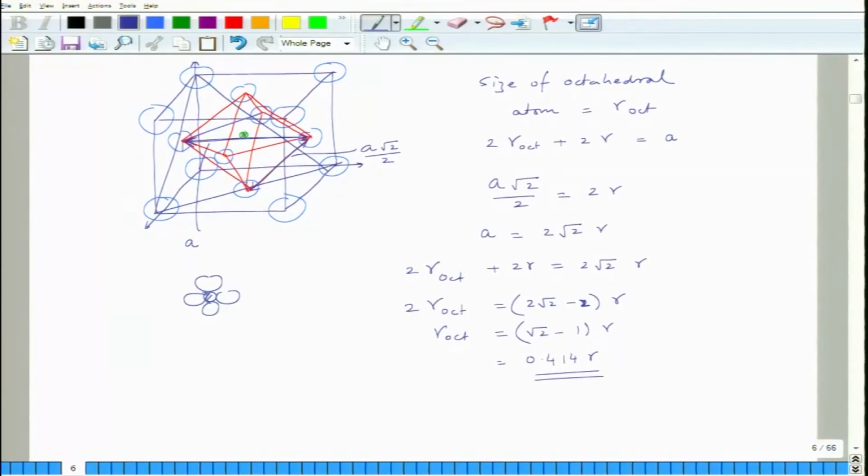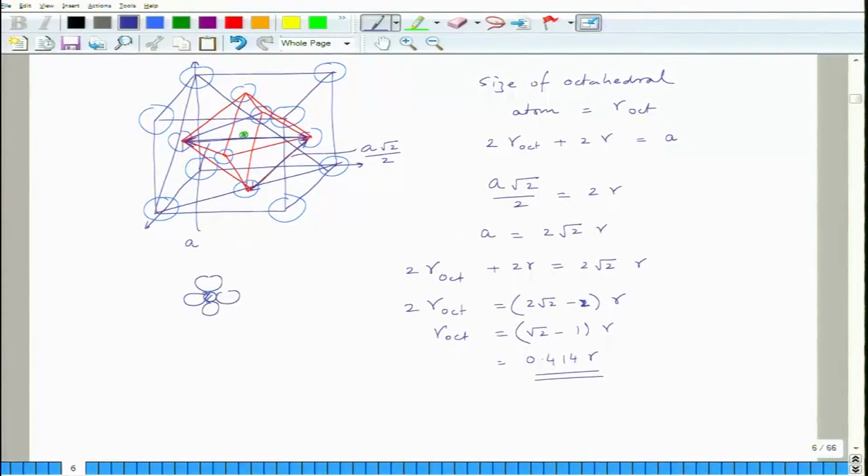So this is 2R oct, because remember this is 2 of R, which is the diameter. So 2R oct plus 2R is equal to A, and we know that A root 2 divided by 2 is equal to 2R by the geometrical relationship of the FCC unit cell. Just replace A in terms of R, and what you get is R oct. So the maximum size of the atom that can fit in an octahedral void is 0.414 of the radius of the host lattice, and the same is true for the hexagonal lattice as well.